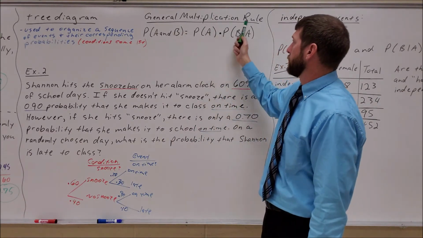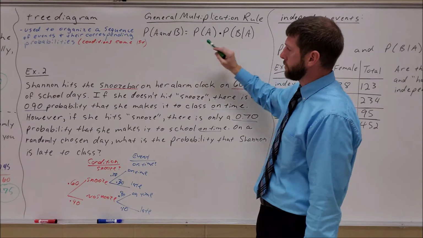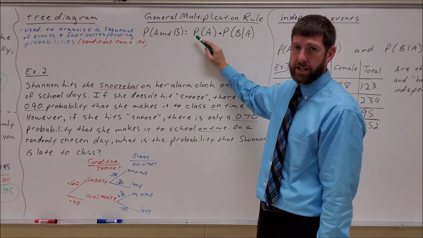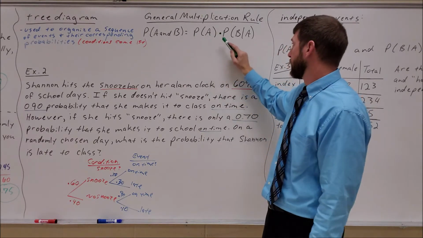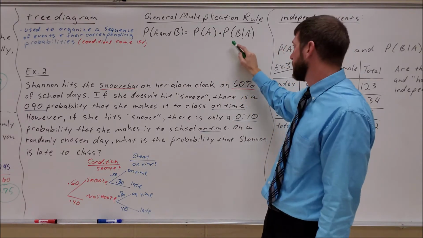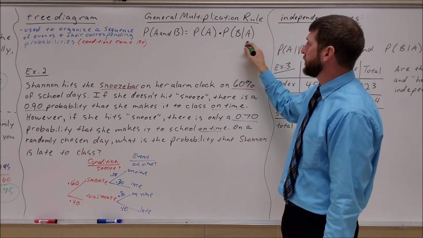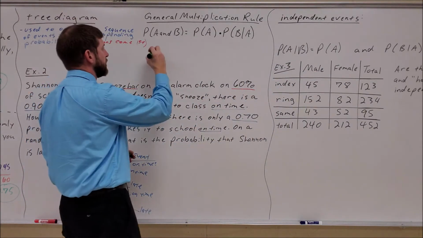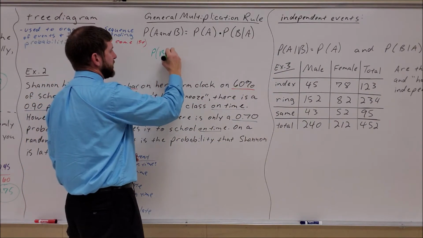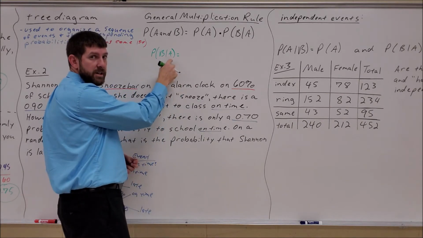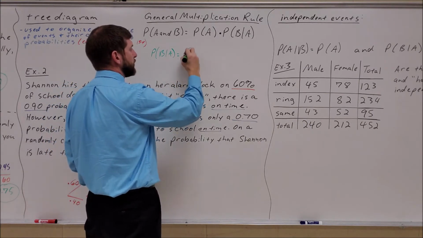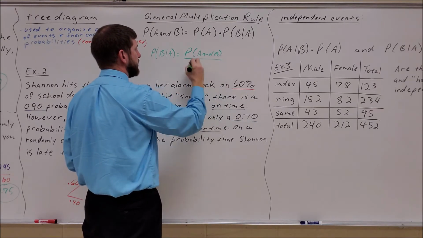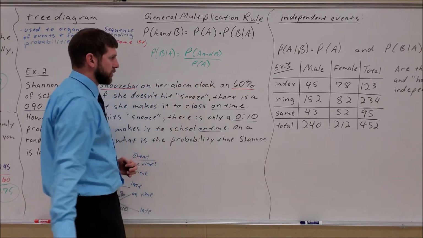So what we end up with for the general multiplication rule is this formula right here. If I want the probability of A and B, I do the probability of A, that first event, times the probability of B given A. All of this comes from the conditional probability formula that we used earlier. Remember, we had the probability of B given A. What happens to B if A has already happened? Well, what was that formula? Probability of A and B divided by the probability that A has already occurred.